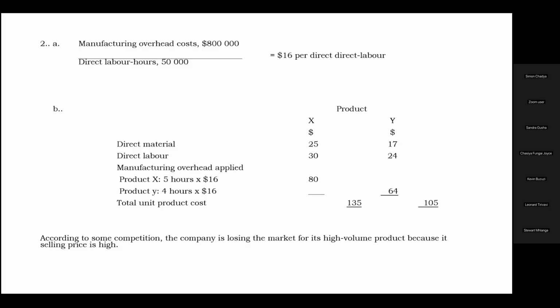The total overhead costs that we need to absorb are 800,000, and using the absorption method, which uses one base, the base is direct labor hours of 50,000.